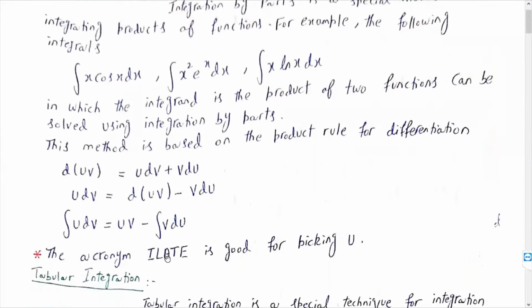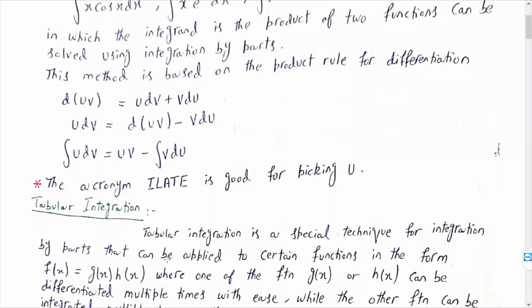Now, as we have to select u and dv, for that the acronym ILATE is good for picking u. So the key thing in integration by parts is to choose u and dv correctly. ILATE stands for inverse trigonometric functions, logarithmic functions, algebraic functions, trigonometric functions, and exponential functions. The closer a function is to the top, the more likely that it should be used as u.